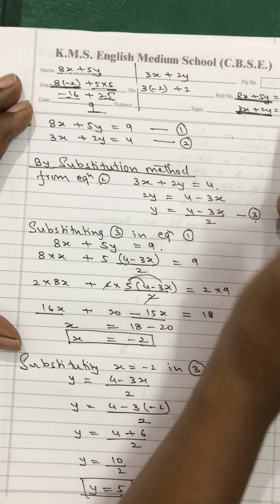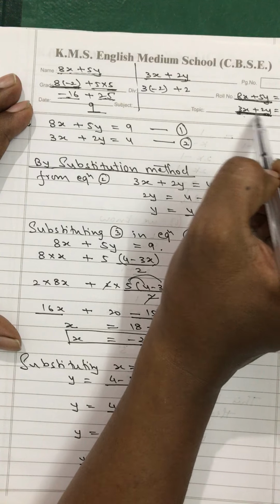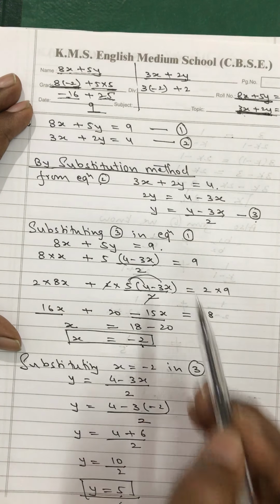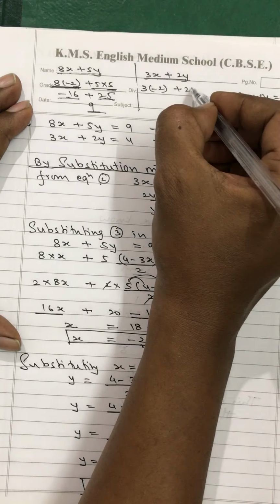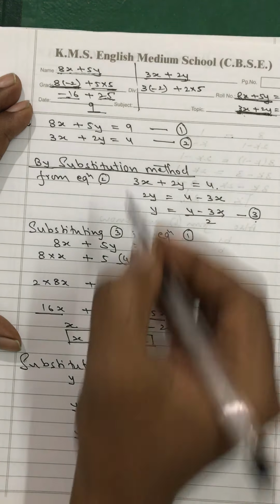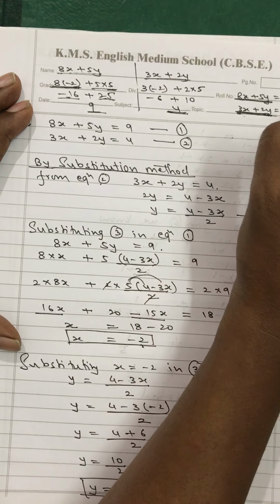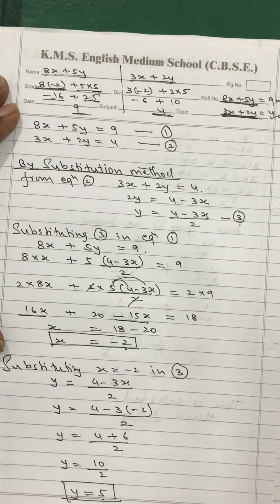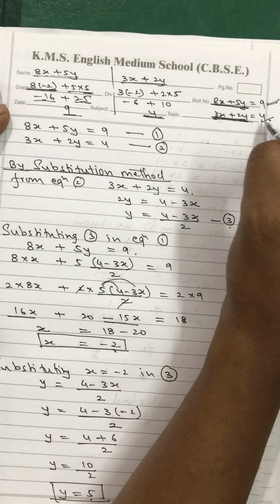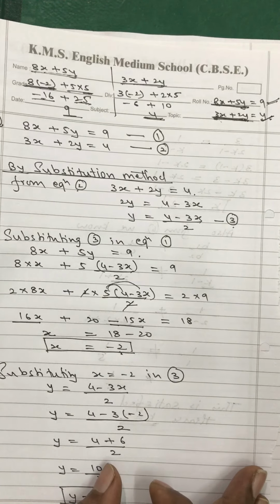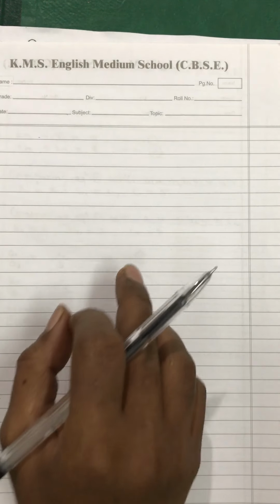Now I take this, 3x plus 2y is equal to 4. I will take only the left hand side. In place of x I will write minus 2, and in place of y I will write 5, okay? So this will be minus 6 plus 10, the answer of this is 4, which is the right hand side. So these values are right, but then of course I will have to solve it also by cross multiplication method. That is what they have asked me to do, substitution and cross multiplication.